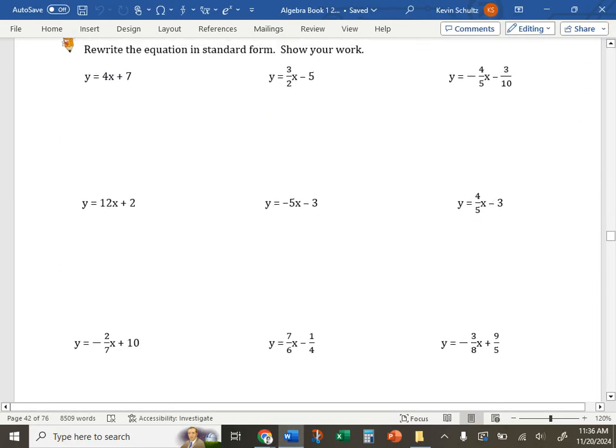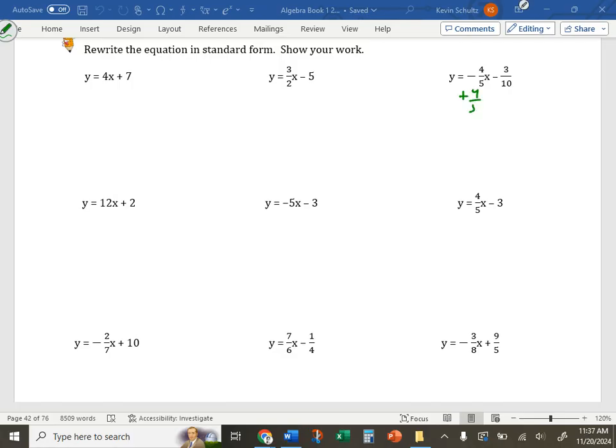All right, the third one, double fraction. Yikes. All right, y equals negative 4/5 x minus 3/10. The first step doesn't change. Opposite operations, move that x term over. What are we going to need to do for that? Add 4/5 x to both sides here. Plus 4/5 x, plus 4/5 x. There we go. So that gives us 4/5 x, now positive, plus y equals negative 3/10.